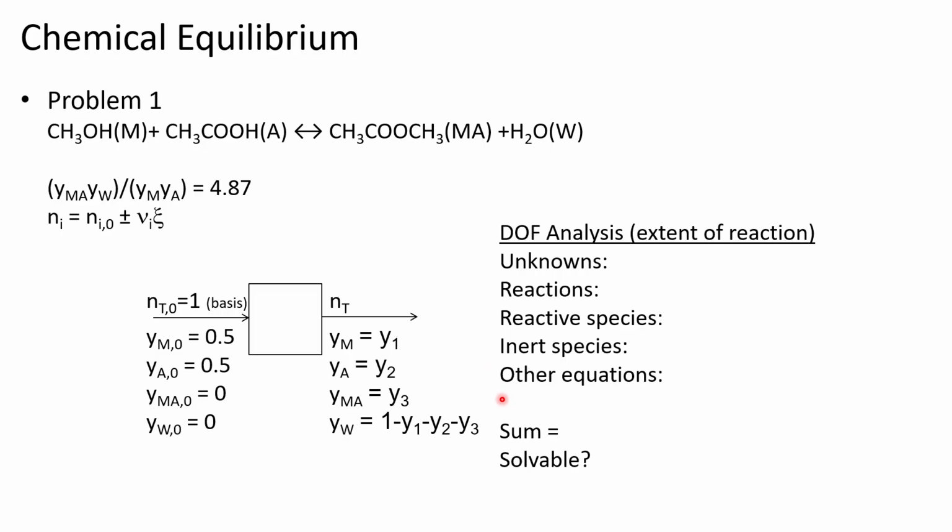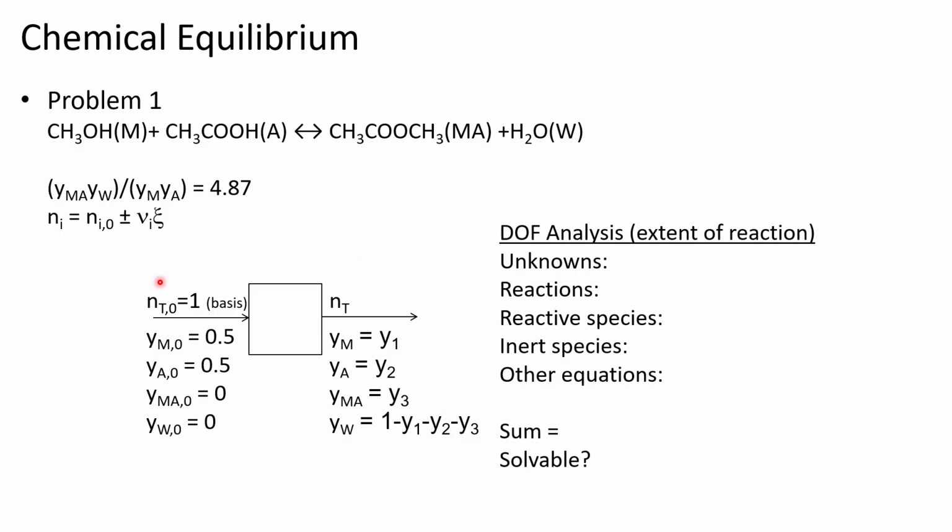We know nothing about what comes out of this reactor. We don't know the number of moles. We don't know the mole fraction of methanol, acetic acid, methyl acetate, or water. So the mole fraction of methanol is represented by the variable y sub 1. We'll let y sub 2 represent the mole fraction of the acetic acid, and y sub 3 the mole fraction of the methyl acetate. Therefore, the mole fraction of water is just 1 minus y1 minus y2 minus y3.